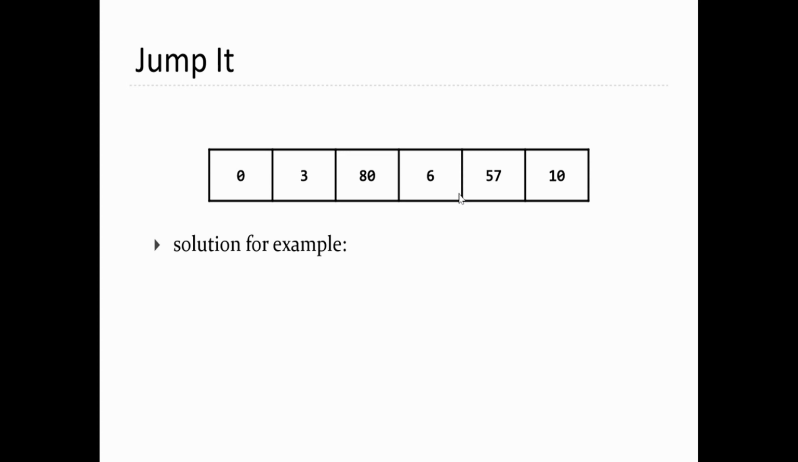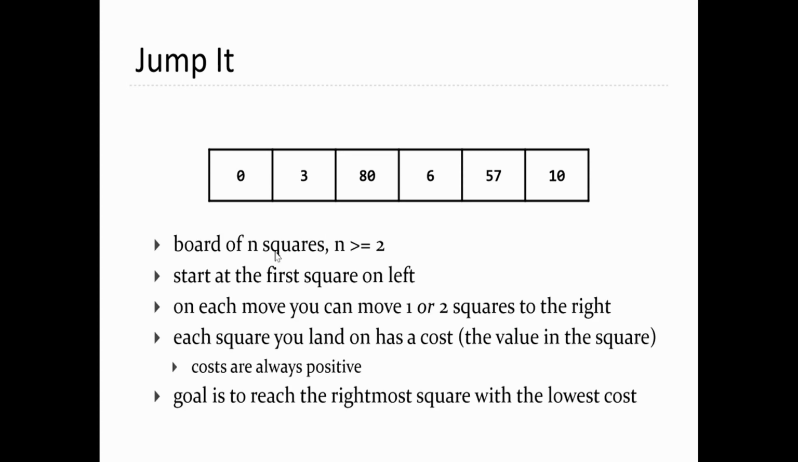I can represent it as a list or an array. So I have n squares on the board, where n is greater than or equal to 2. You always start at the leftmost square. So I'm always starting, in this case, at the 0. Now that doesn't have to be a 0, but for our purposes, it's 0 right now. And the goal is to reach the final square on the board, so the rightmost square on the board.